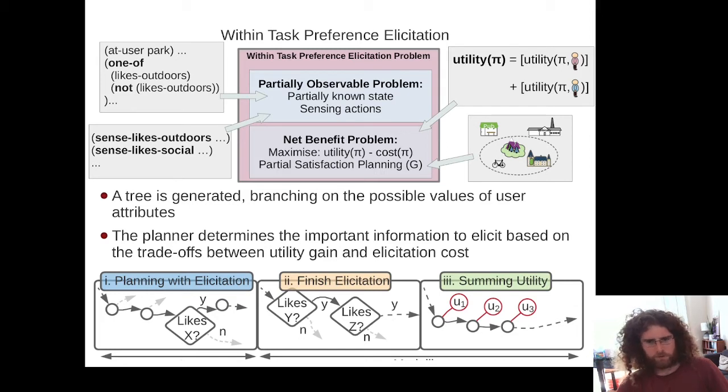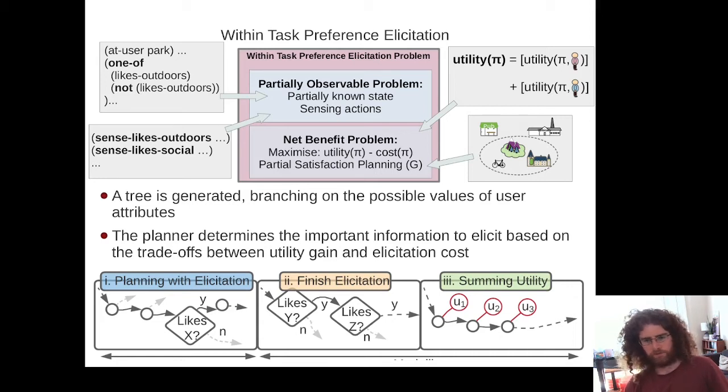Okay, so the solution is a branching plan which branches over the different possible values of each of the user attributes when it's selected to by the planner. And the idea is that the planner decides which questions or which observations to make and when it's important. And of course it can balance between what's the utility gain and what's the elicitation cost.